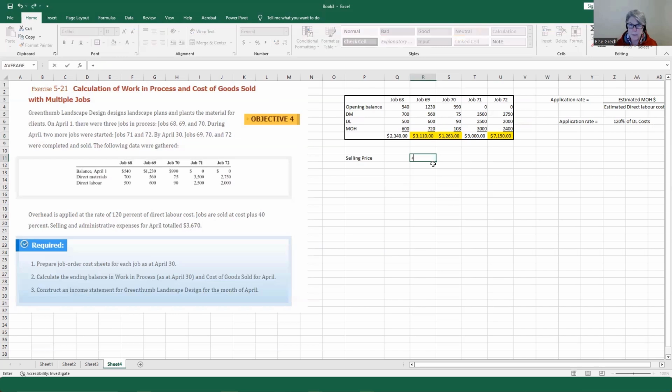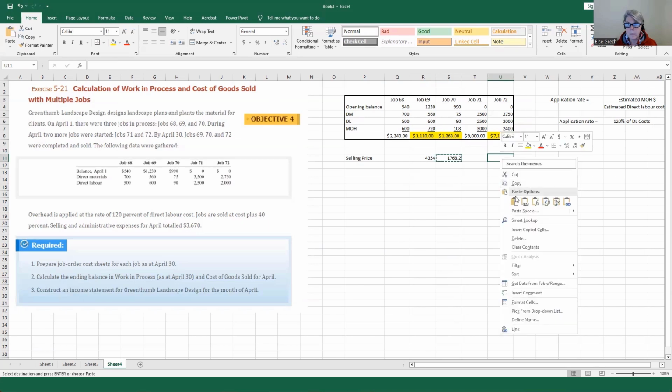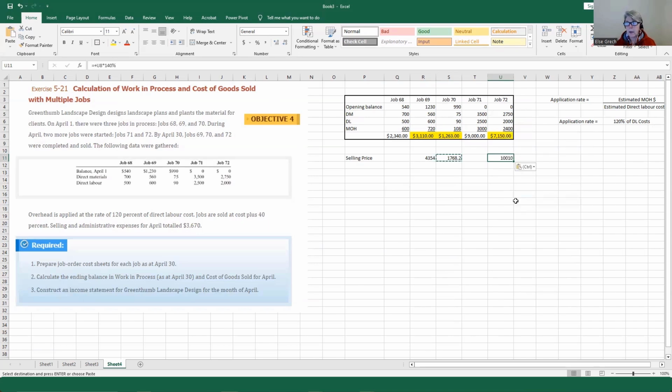So we can take this and multiply it. Remember, 40%, so we're going to multiply it by 140%. That's the selling price. Same with this one right here. We're going to copy and paste over here. So now we know the selling price of each of these jobs. I'm just going to double check which ones: by April 30th, jobs 69, 70, and 72. Yep, 69, 70, and 72. They were all sold. Oh, I think I missed 2.